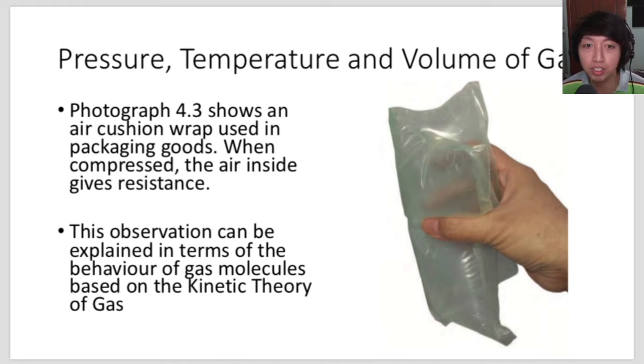So let's talk about this. Pressure, temperature, and volume of gas. If you've ever bought anything from Shopee or Lazada, sometimes when you get the box that has your items in it, you might find something that looks like this. You might find basically a piece of plastic filled with air. So that's basically an air cushion wrap.